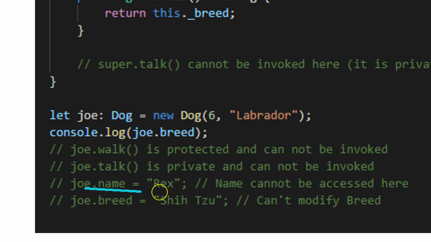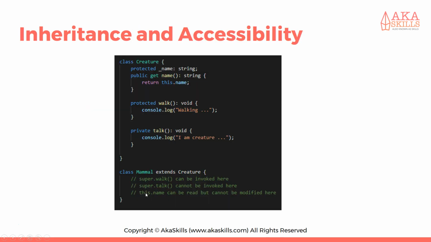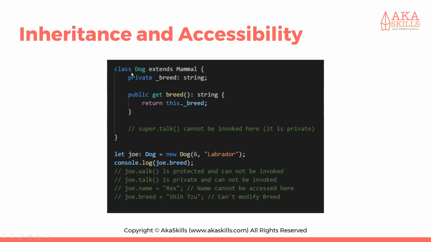If you try to change its name to modify it to Rex, then name cannot be accessed, and if you try to modify breed, you cannot modify it. So you cannot modify it because we're missing the setter of breed. Name cannot be accessed here because it didn't have the property. So here we have a getter, but we're missing the setter.